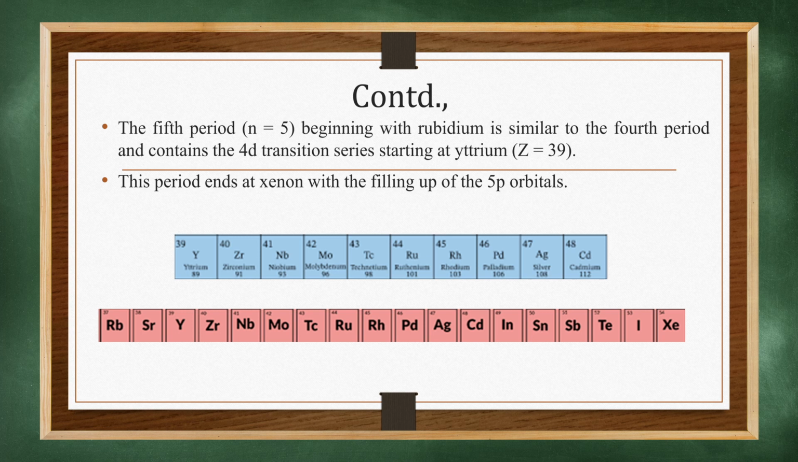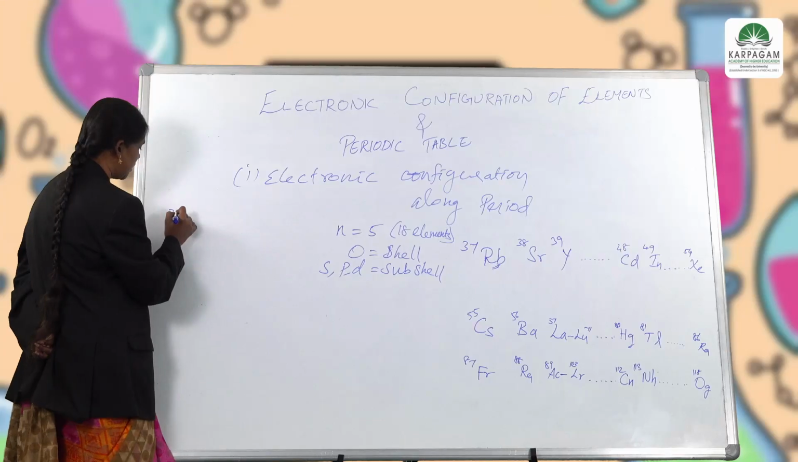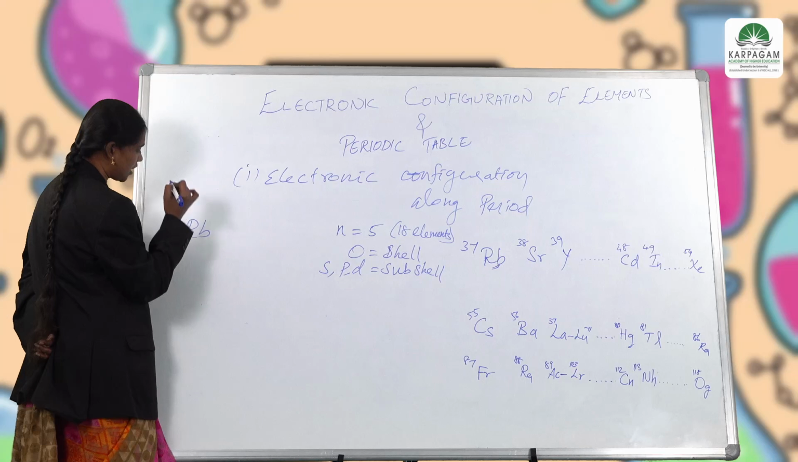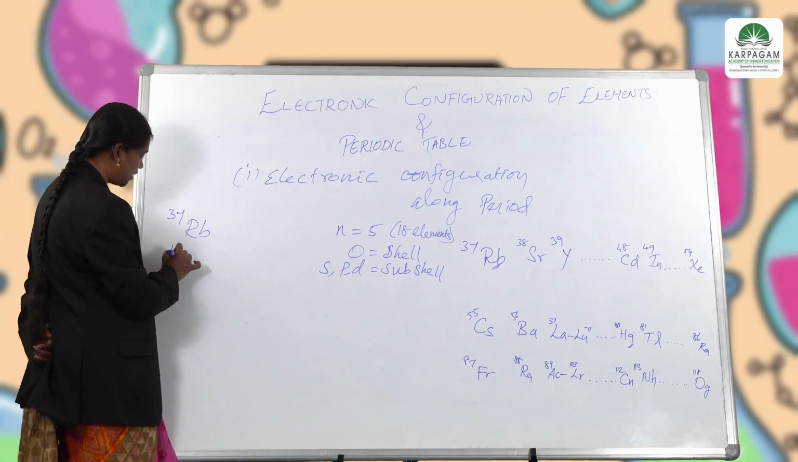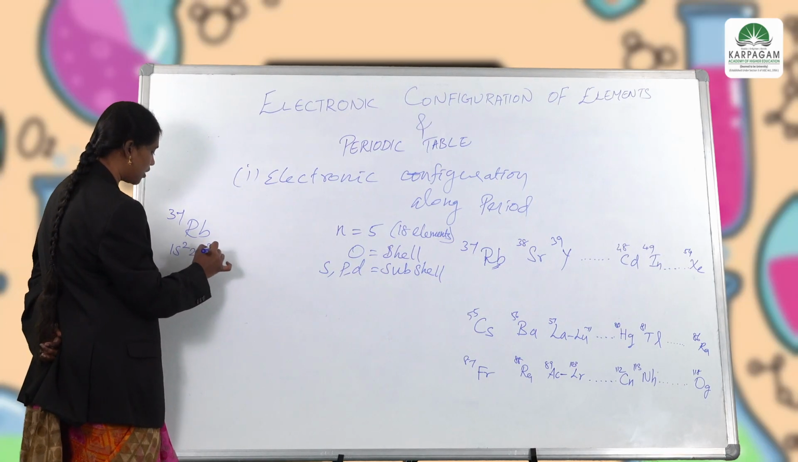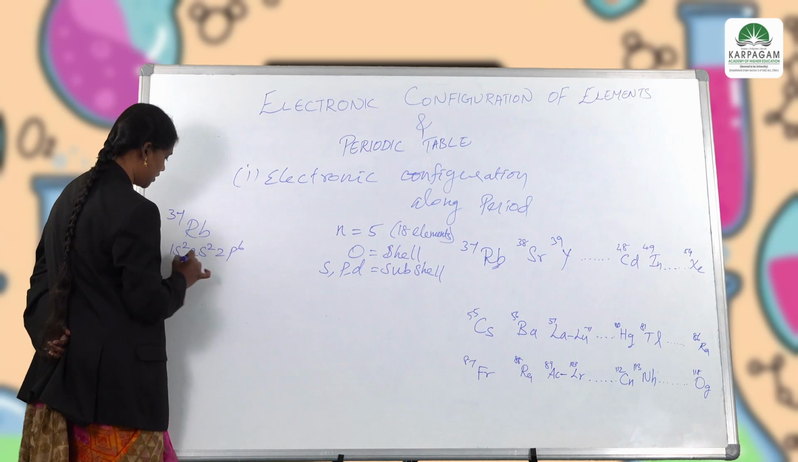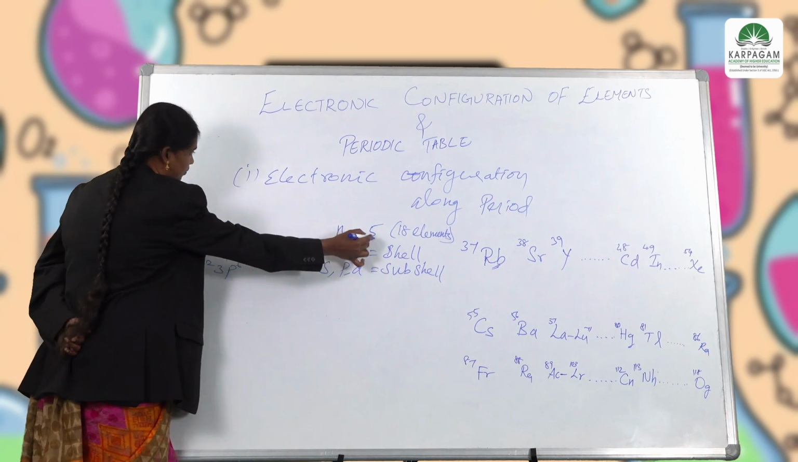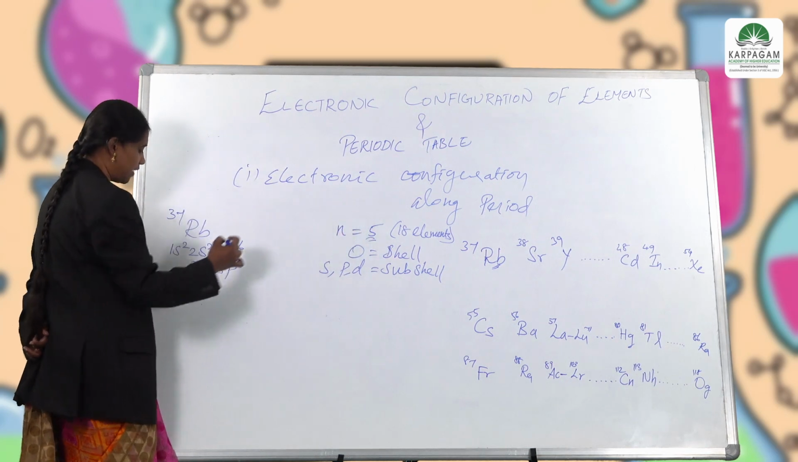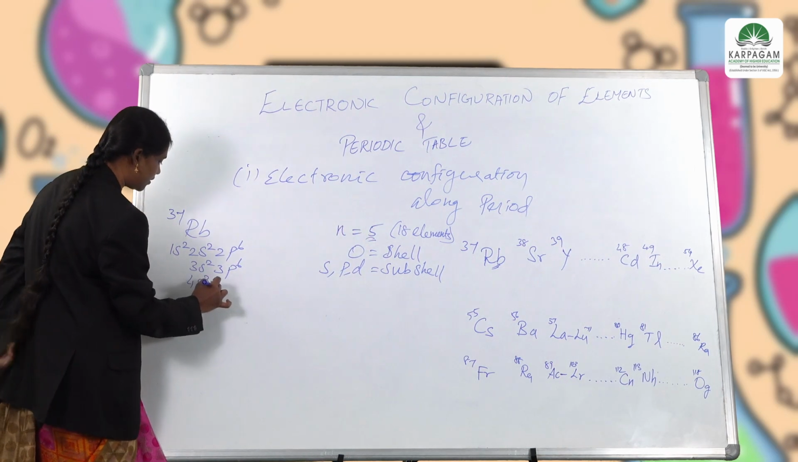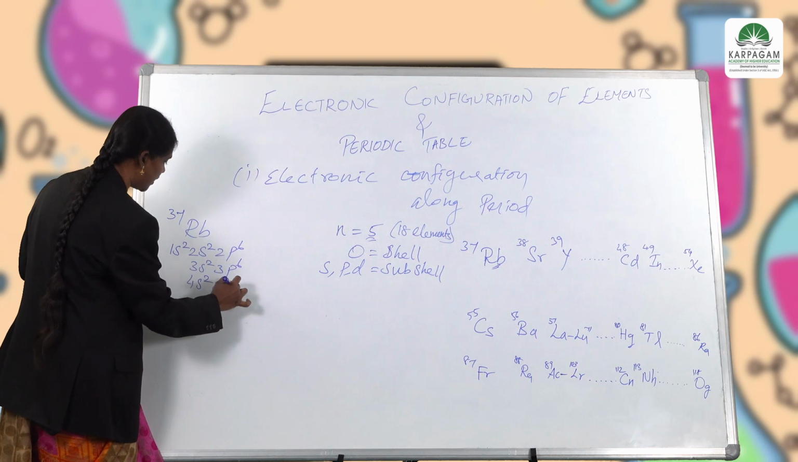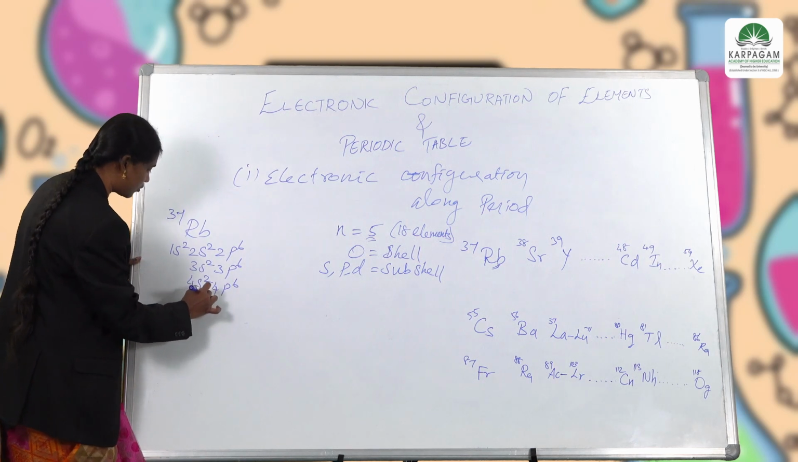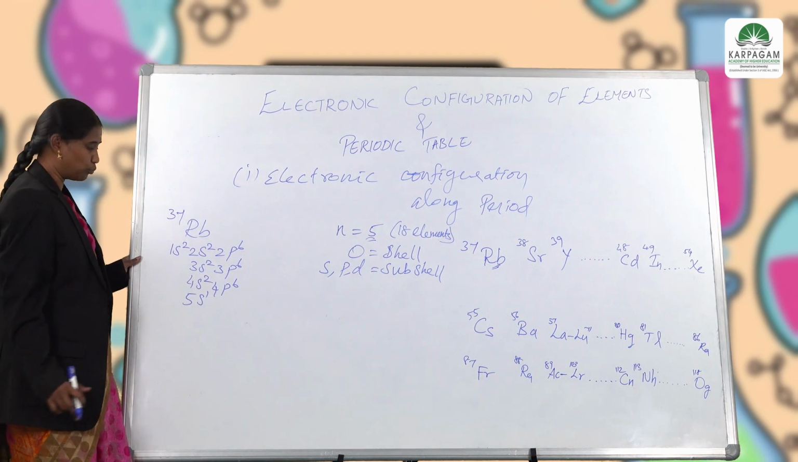18 elements starts with rubidium and ends with xenon. Here the rubidium atomic number is 37, and here the electronic configuration is written as, here the period is 5. So the electronic configuration ends for rubidium is 5s1.